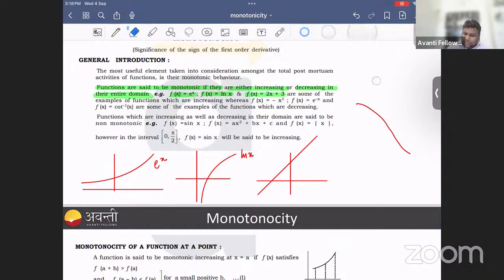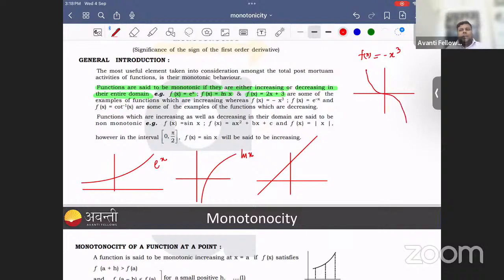Like if I talk about f(x) equals minus x cubed, the graph will be like this. This function is what? Always decreasing. Or if I talk about f(x) equals cot inverse x, the graph is going to be like this. Always decreasing. So this is how we see a function is always increasing or always decreasing, then those functions are called monotonic functions. Have I made my point clear?